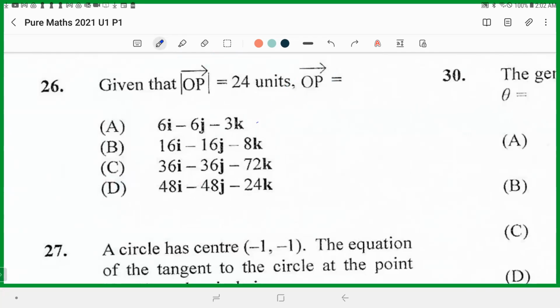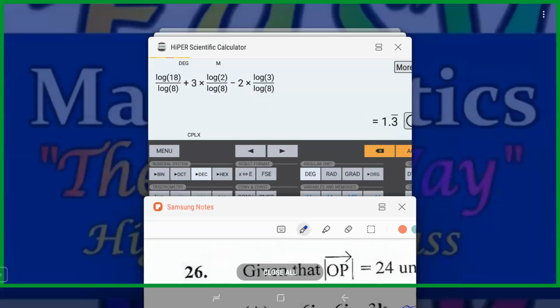So for this one, the modulus would be the square root of 6 squared plus 6 squared plus 3 squared. Let's work out if that equals this here, because I square this too, and see which one of them has the sum of the squares equal to the square of this. But we can just work it out and see which one equals 24, and that is the answer. It can't be none of these, because there are some big numbers. Let's get the calculator and see which one it is.